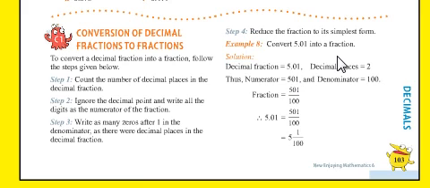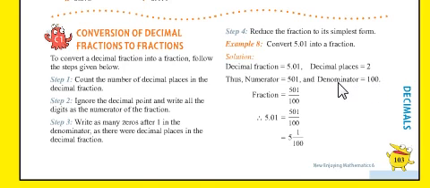Then the decimal places is 2. Decimal place में point के बाद यहाँ पे कितने places हैं, 2 हैं. So decimal places is 2. Then the numerator. So numerator क्या हो जाएगा हमारा, this 5.01 became our numerator as 501. Okay, so हमारा numerator क्या हो जाएगा 501 and the denominator is 100.